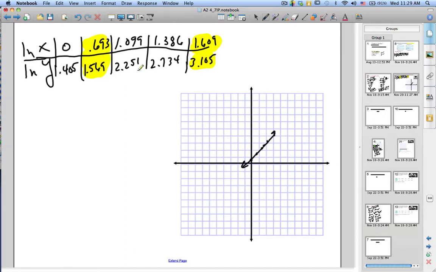Okay? But I could pick any of the 2 points and go ahead and do this, and I would get the same result. So when I go through and work with this, the first thing I want to do is calculate the slope. So I'm going to find the difference in the y values, 3.105 minus 1.569, over the difference in the x values.